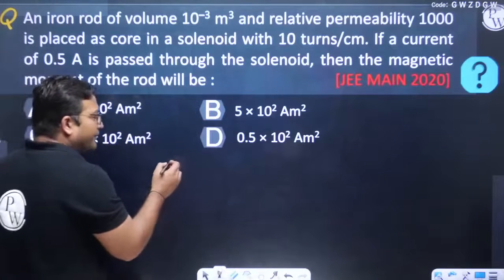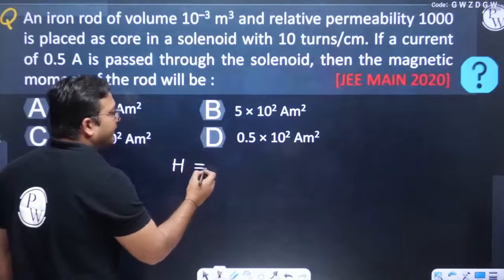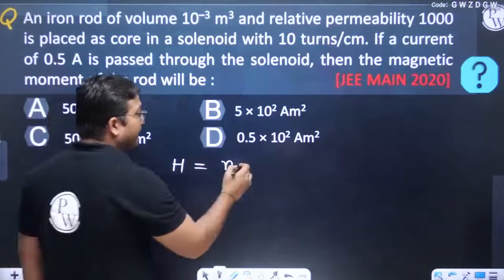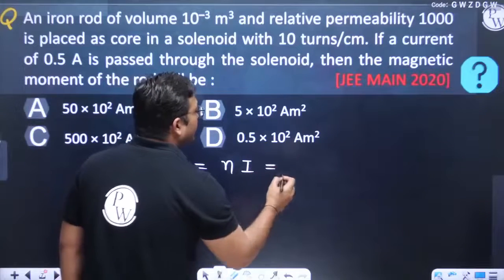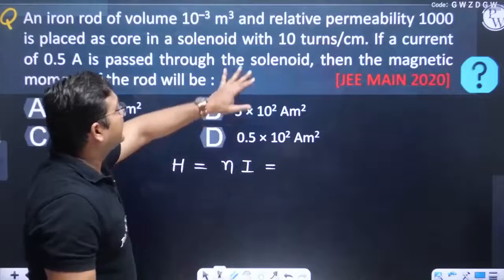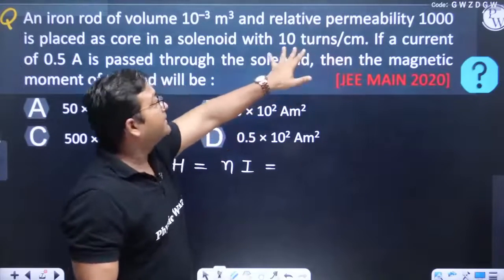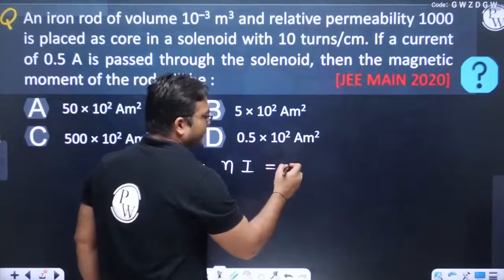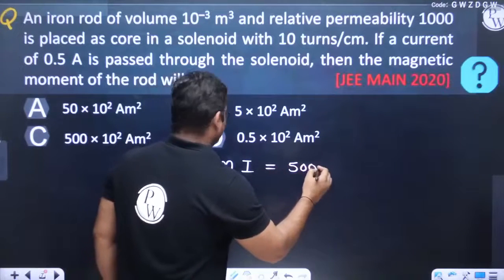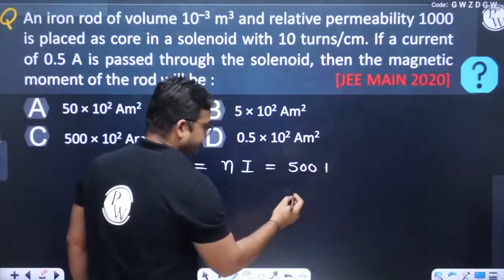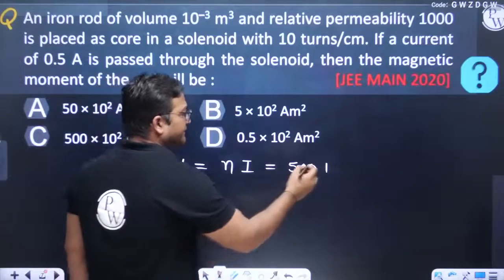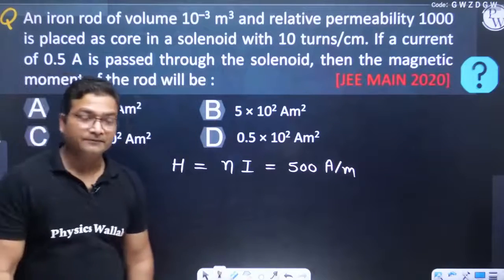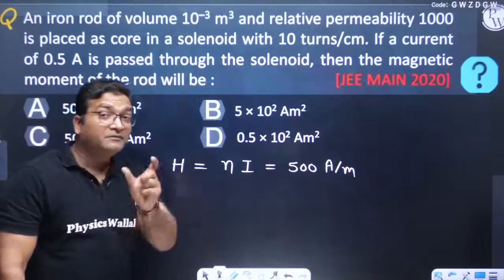See, if we try to find the magnitude of H, H is given by the number of turns per unit length multiplied by the current. As the number of turns is 10 per centimeter, per meter it will be 1000, and current is 0.5. So 1000 times 0.5 is 500. This is equal to H. The unit for H is ampere per meter.